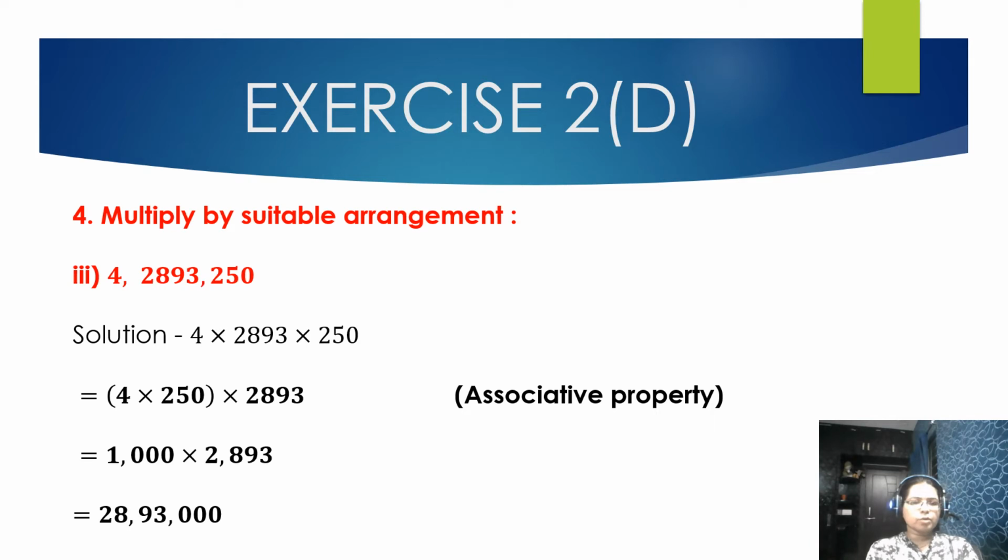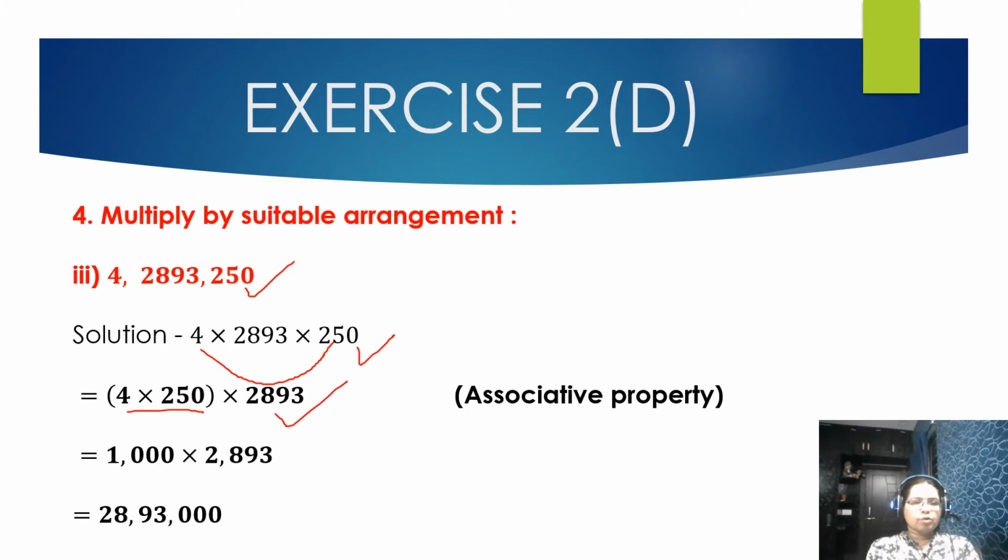Now we'll solve question number third bit, and third bit is 4, 2893 and 250. These numbers are given and we have to multiply these numbers. 4 multiplied by 2893 multiplied by 250. If we multiply 4 with 250, 4 multiplied by 250, that is inside the bracket, multiplied by 2893, and this is the associative property of multiplication of whole number.